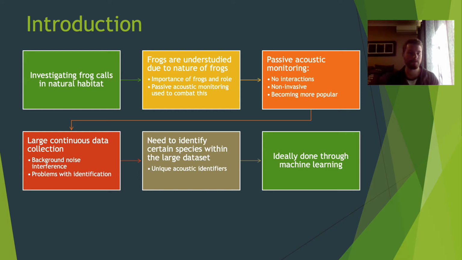environment. Passive acoustic monitoring results in large and continuous datasets with background noises such as cars and planes, so it is difficult to find our target organisms within these audio files. So there is a need to come up with a method to identify our target organisms. One such method is to use the unique acoustic identifiers of their calls. Ideally, this should be done through machine learning as it would be easier and quicker.